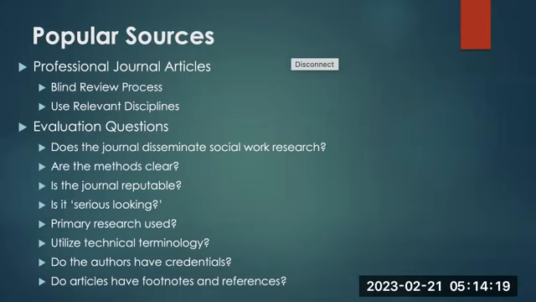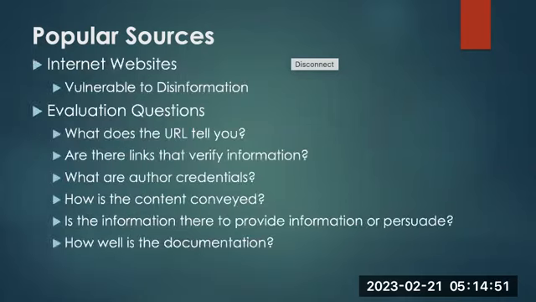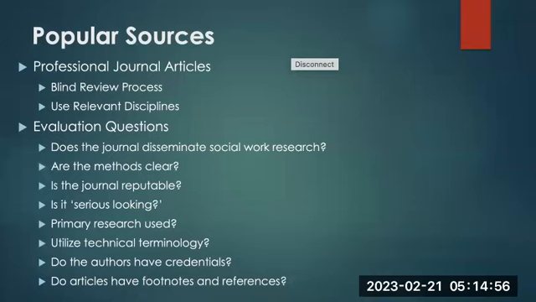Some of the evaluation questions that we can ask for these sources include, does the journal disseminate social work research? Are the methods clear? Is the journal reputable? Is it serious looking? Did it use primary research? Does it use technical terminology? Do the authors have credentials? Do articles have footnotes and references? Again, these are one of the stronger sources that you can use for a literature review.